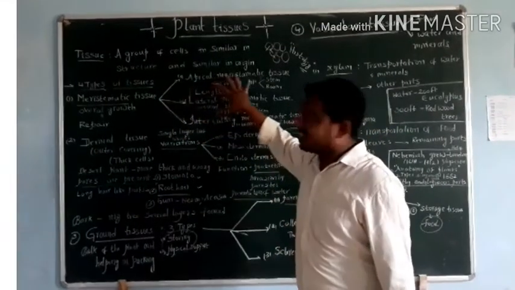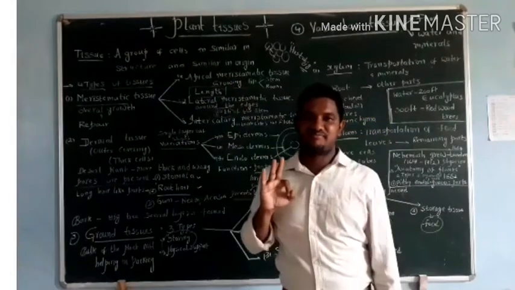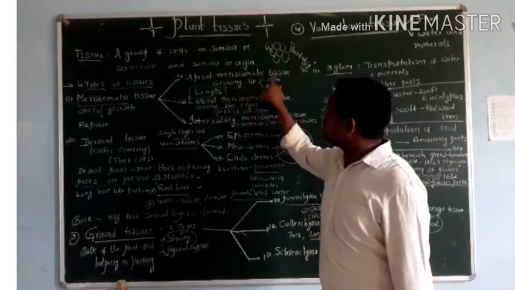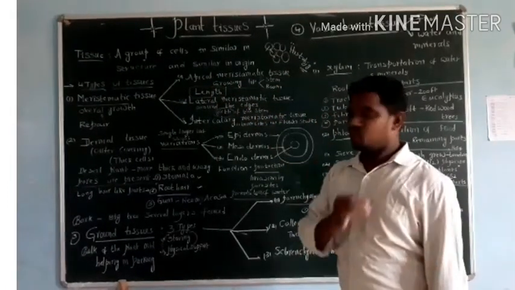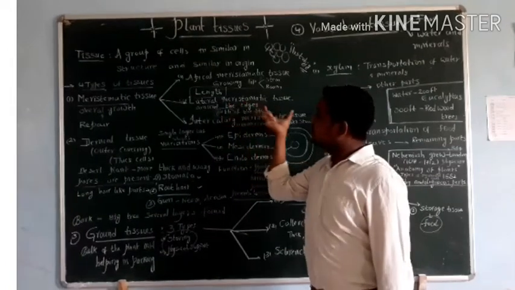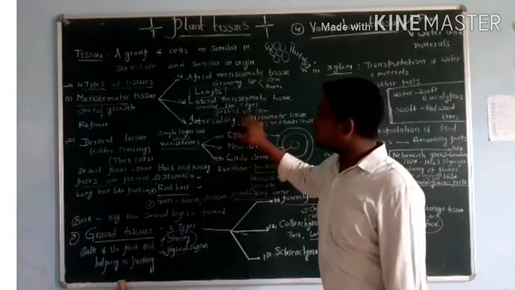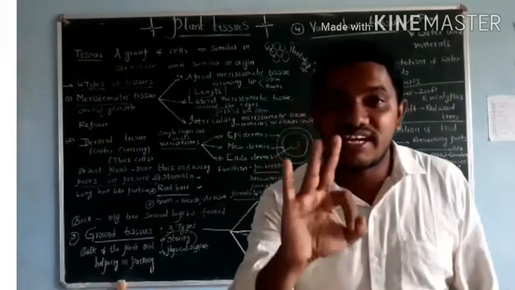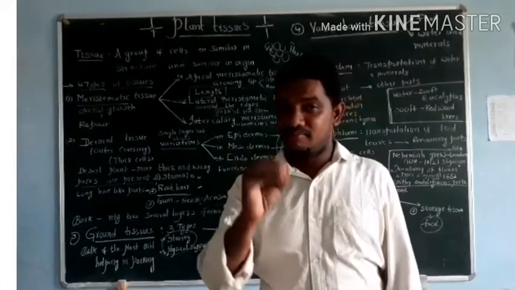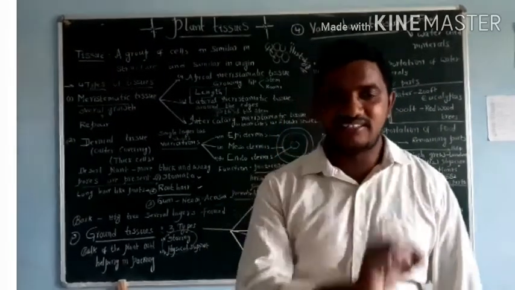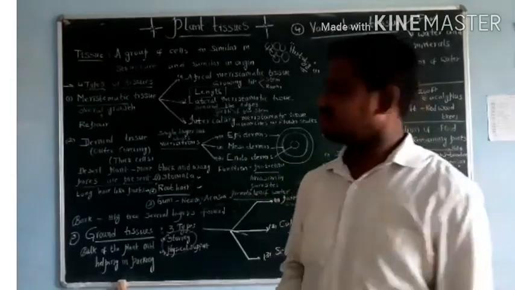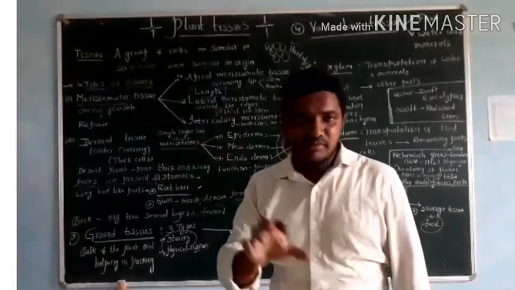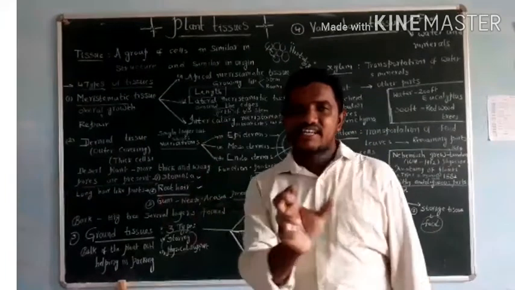These meristematic tissues are again classified into three types. First one is apical meristematic tissues, second one is lateral meristematic tissues, third one is intercalary meristematic tissues. There are three kinds of meristematic tissues that help in the overall growth of a plant and repair of the tissues.